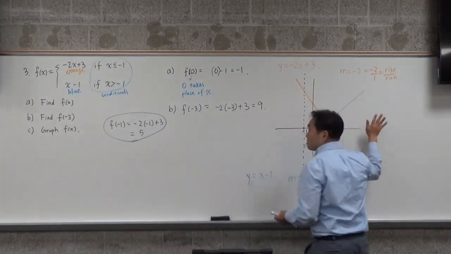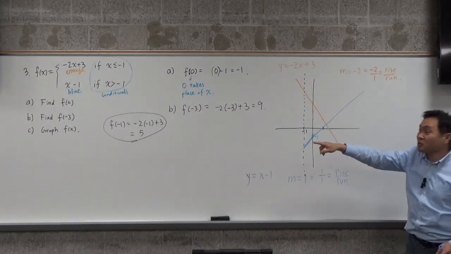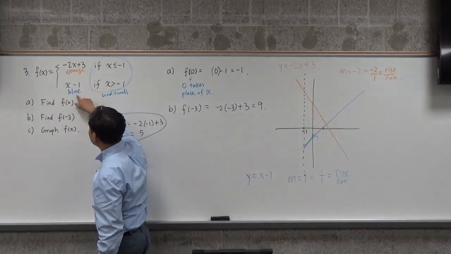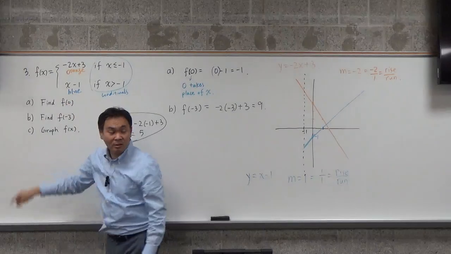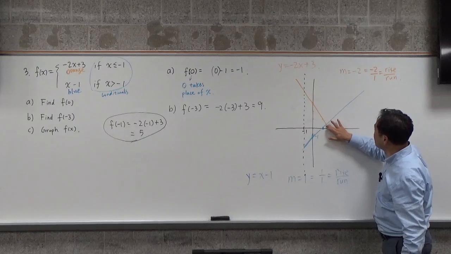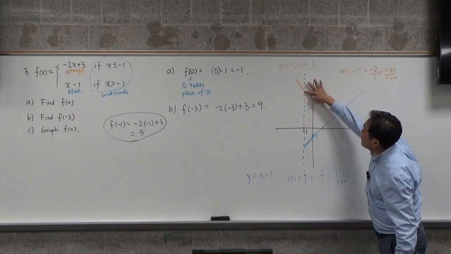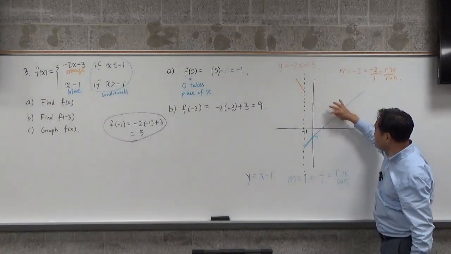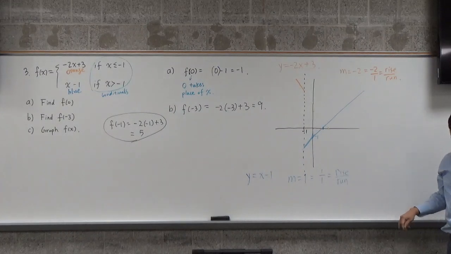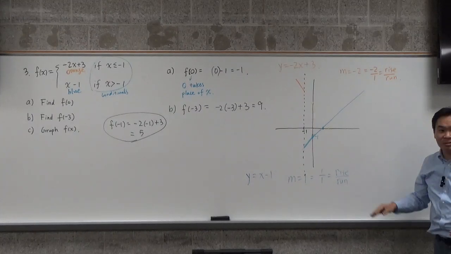Okay. On the right side of -1, what should be kept? The blue one, right? The blue one is kept because when x is greater than -1, it's this one that we evaluate, right? So we're going to keep the blue and delete the orange. Yeah, just draw the line and then delete.